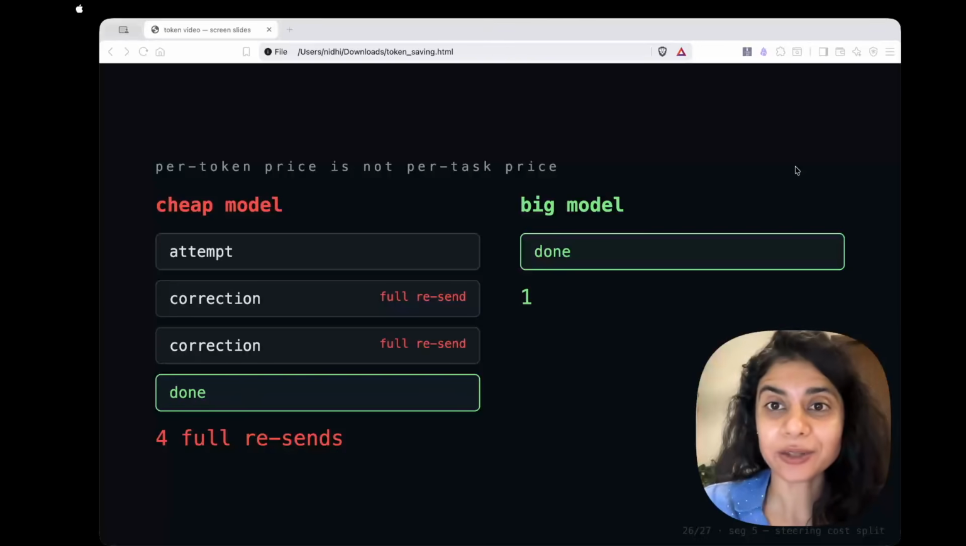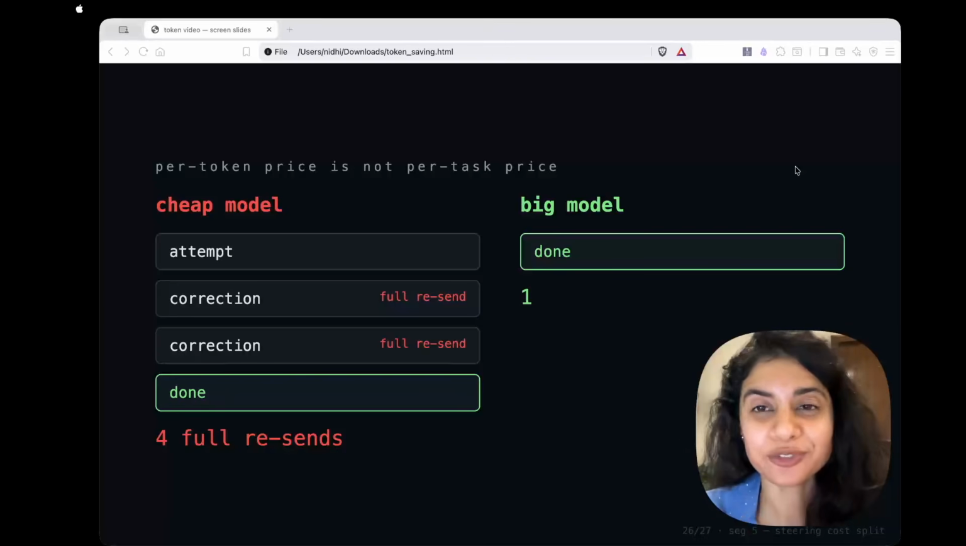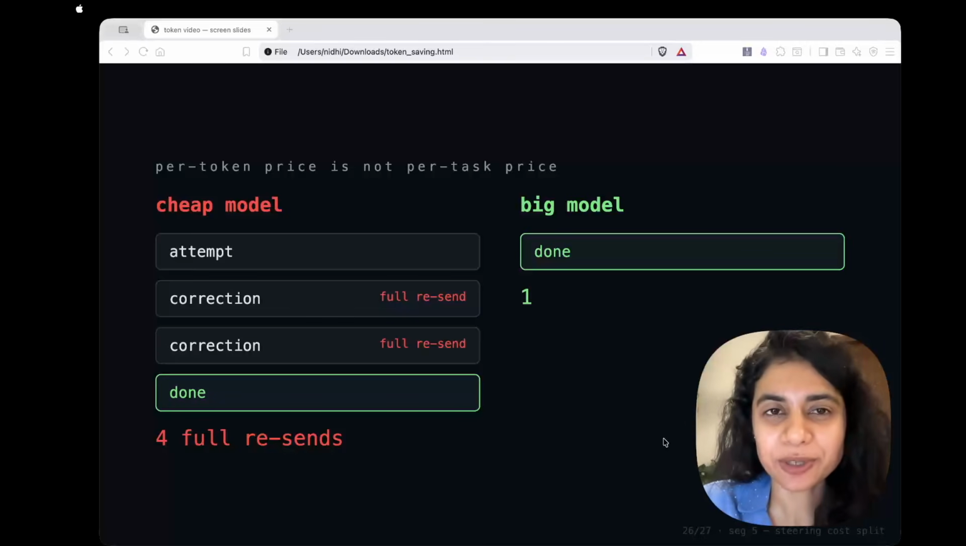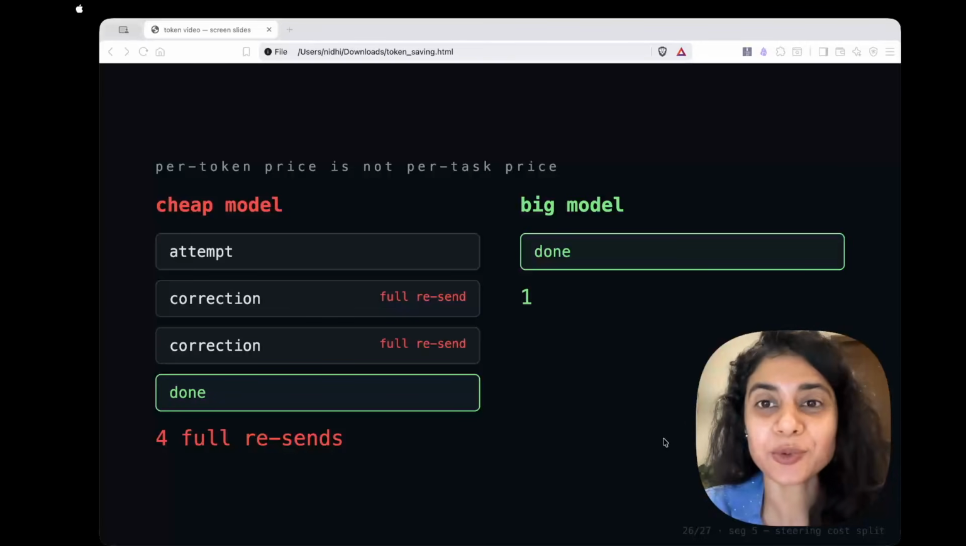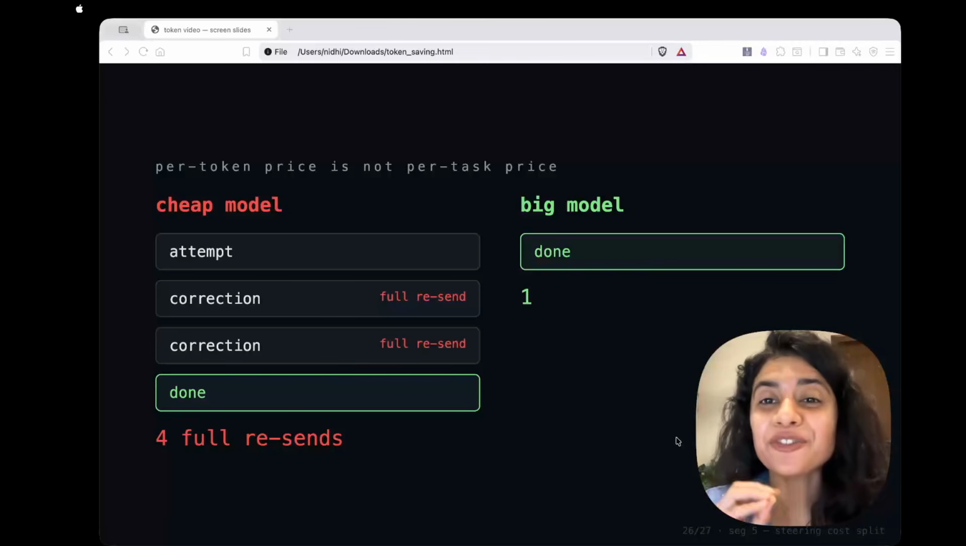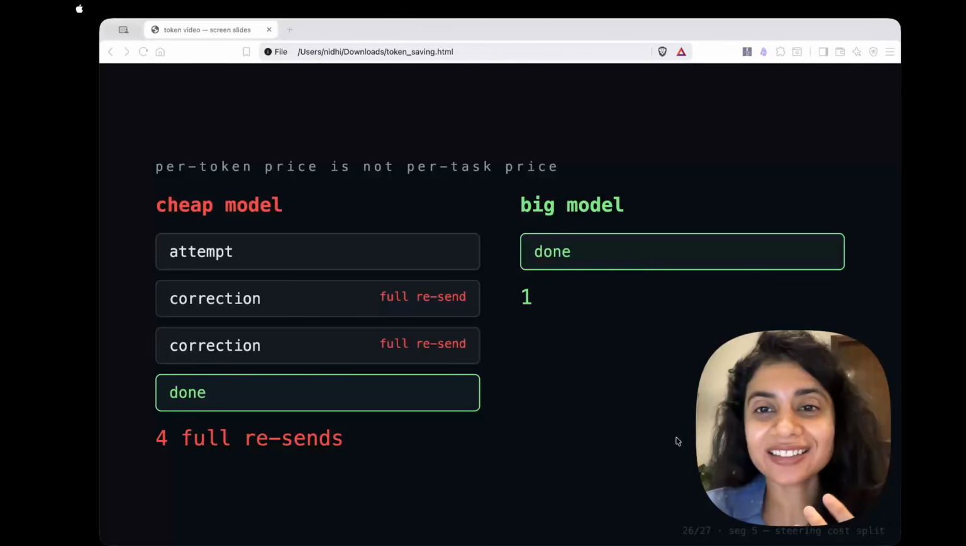Let us now take a look at what steering actually means from the first mechanic that we talked about, which is the model will forget everything with every new message that is sent. So every correction will require the whole history, the whole conversation, to be reloaded. A cheaper model that needs 3 corrections would be more expensive than a bigger model that can do all of it without any corrections in one go. Because the basic fundamental is we are being priced for every token that we use rather than for every task.